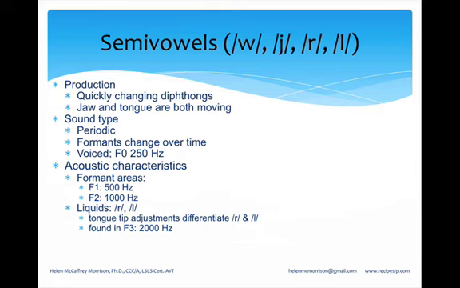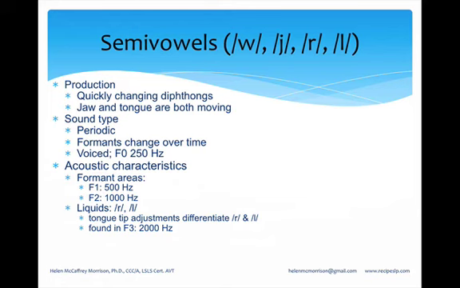The sound type of these consonants is periodic. You could sing a song on any one of these consonants. This means that the frequency content is highly predictable, that it's comprised of formants. We know that the formants change over time, so it's not a steady state sound, it's a changeable sound. Semivowels, glides, and liquids are all voiced, meaning that the fundamental frequency, we're going to say for our purposes, averages around 250 hertz.